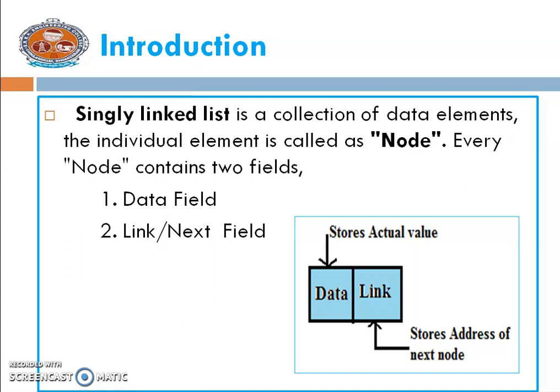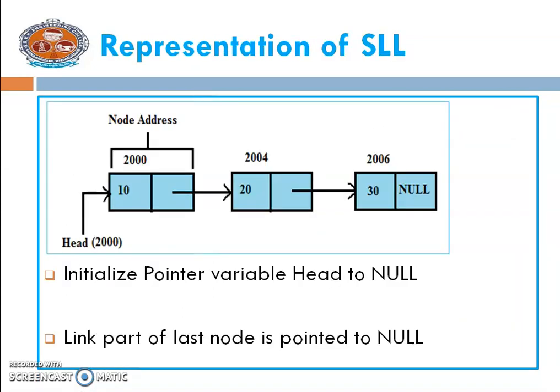Every node consists of two fields. First one is the data field. It is used to store the actual value of the node. The second one is the link or next field. It is used to store the address of the next node in the sequence.